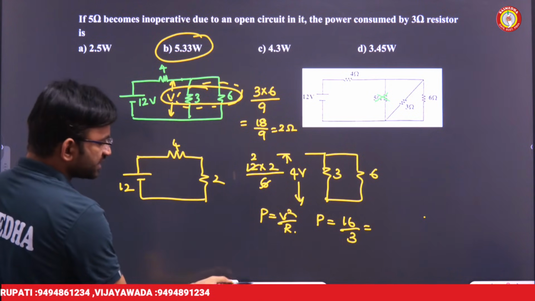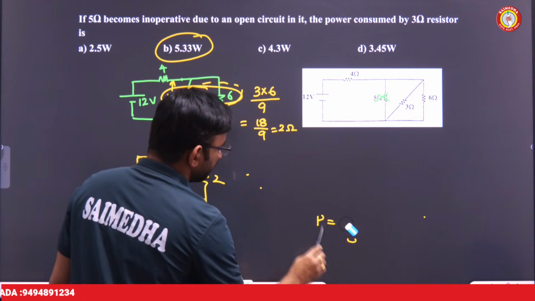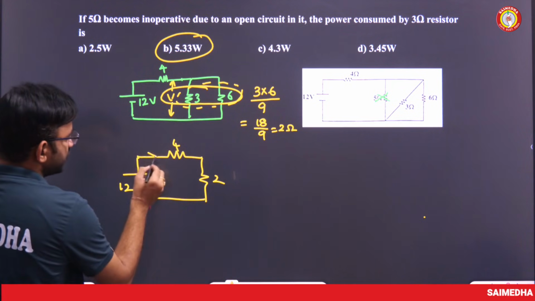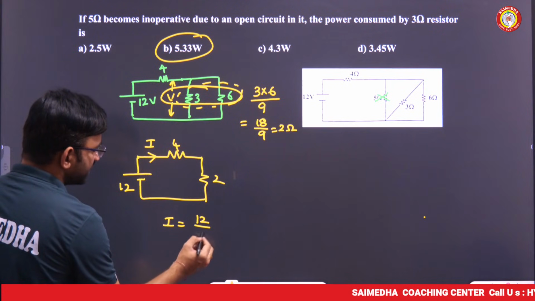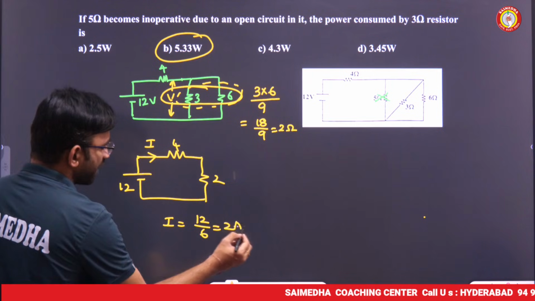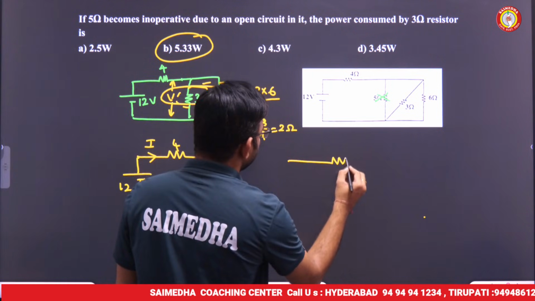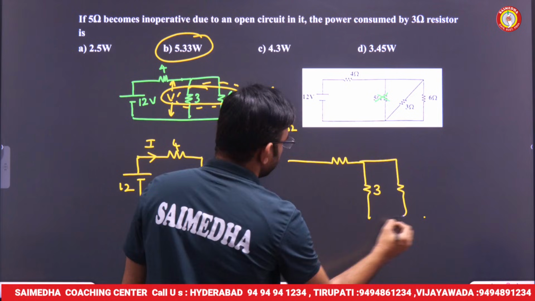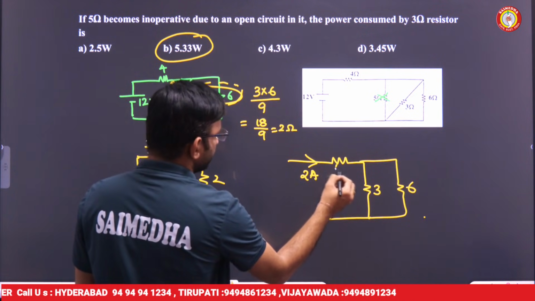Another method of doing the same question is this. First try to find the current over here. What is the current, sir? Current I equals V by R, nothing but 12 by 6, sir, which equals 2 ampere. Now I need to divide this 2 ampere. This is 3 ohm, this is 6 ohm, here 2 ampere is coming, here 4 ohm, sir.